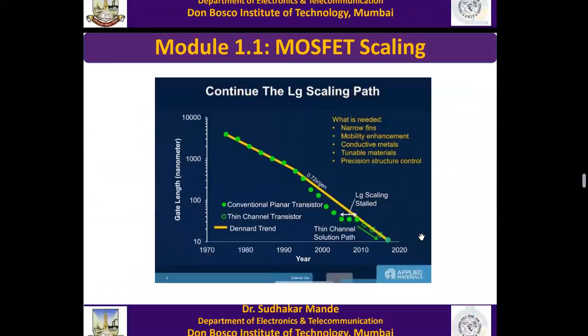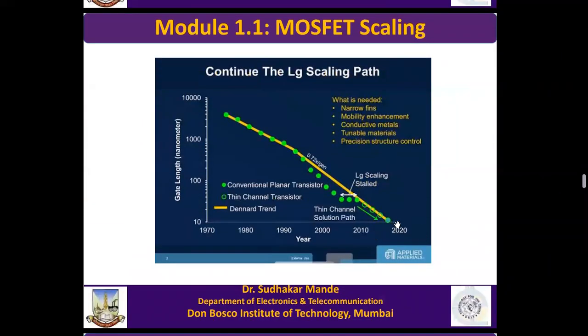Now this is the current state, 1970 and 2020. You can see here that dimensions have reached 10 nanometer, or even less than 10. But because of that, there are many problems, which are mentioned here, and we will see them as we proceed.